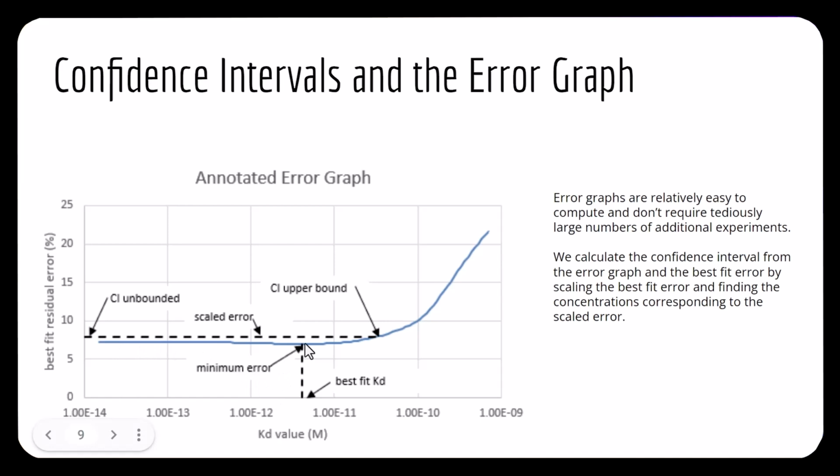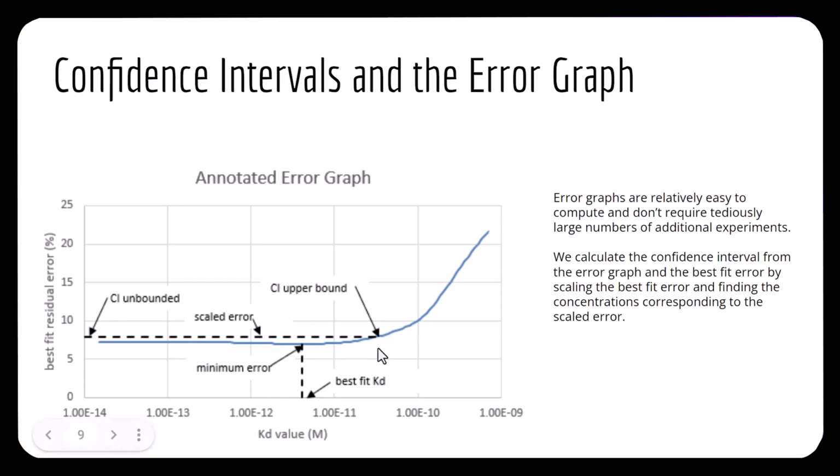Okay, so now to compute the confidence intervals, we take the best fit error, the minimum error, and we multiply it by a scaling factor, and we plot the scaled error as a horizontal line shown by this dashed line. And then we look for where that intersects the error graph. It intersects right here.